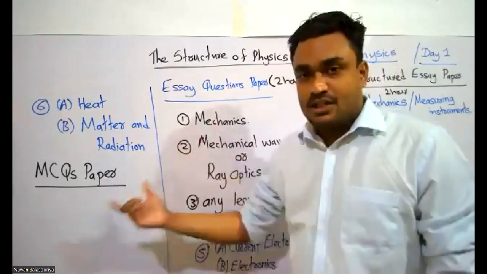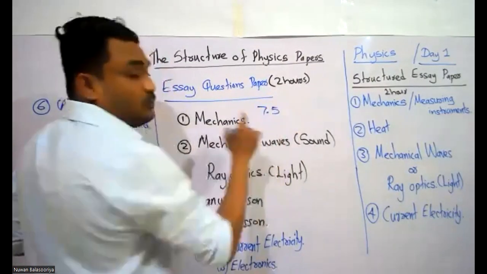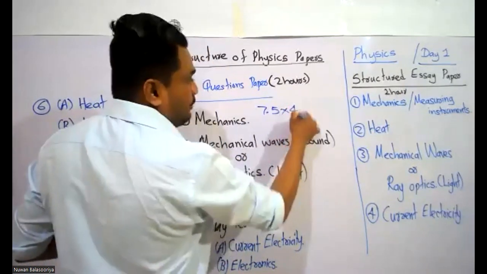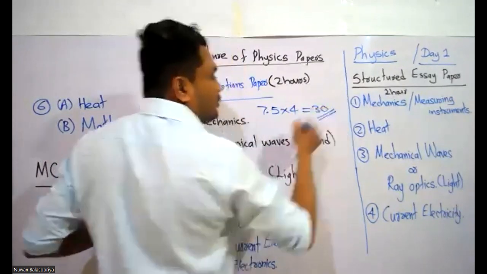Therefore, 4 essay questions you will have how many marks here? 7.5 marks for one essay question. You have to answer 4 essay questions. So 7.5 times 4 is 30 marks. So you will earn 30 marks out of 100.